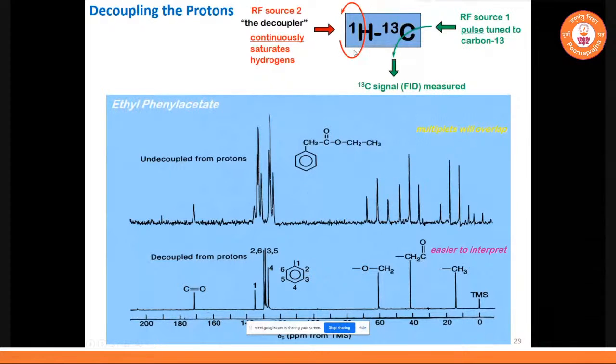Now, if you decouple, that means when we observe carbon, we are continuously applying power to the proton so that we saturate their energy levels. So for the time being, when you observe carbon, we will not see the influence of proton. So now what will happen? We'll get a clean spectrum only from carbons. That's why for characterization of any organic molecule, because they're full of carbons, NMR is very powerful and you always have to decouple proton. So for chemists involved in synthesis, NMR is always bread and butter, because after synthesis, their first job is to confirm their structure through NMR.